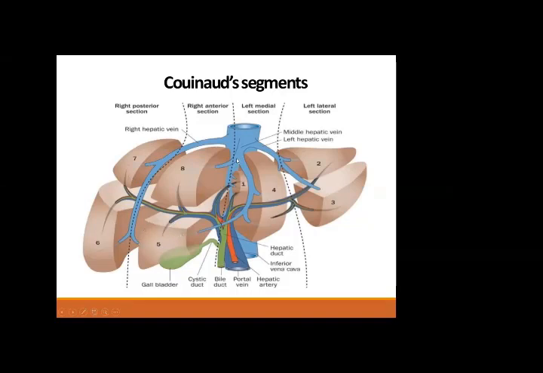And again, the middle hepatic vein divides the liver into right lobe and left lobe. The left vein divides the left lobe into medial segment 4 and lateral segment 2. So this is the clock. This is segment 1, then segments 2, 3, 4, 5, 6, 7, 8, these are the clock numbers.